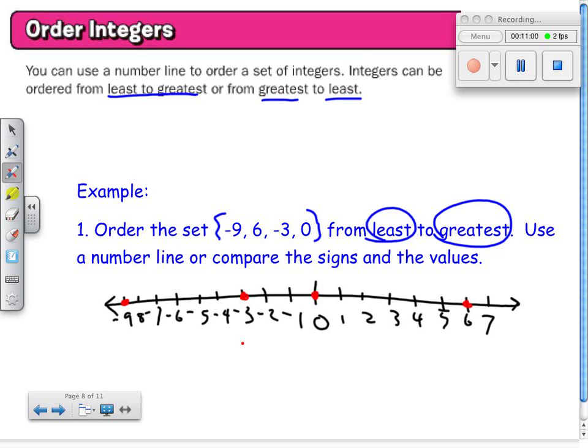Now we are supposed to order them least to greatest. Okay, least. It's my smallest, least valued number. Negative 9 is my least valued number. And then what? That's right, negative 3. It's the next furthest left. And then 0, and then 6. And that would be the answer to the problem. Okay?